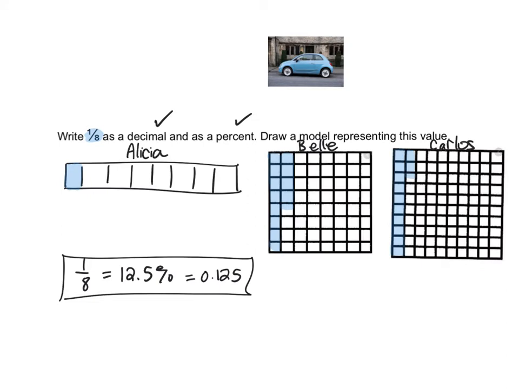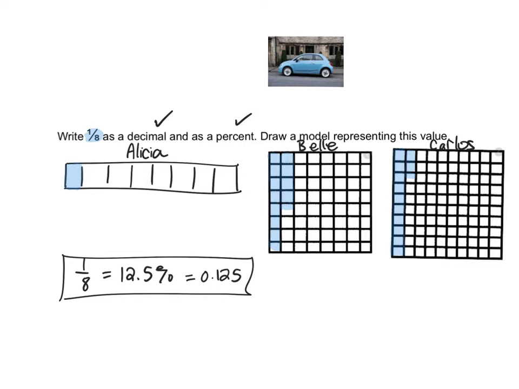So here are 3 models that 3 different students drew. 2 of these are right, and 1 of them is wrong. See if you can pick out which student has a model that doesn't quite work. So let's take a look at these one at a time.